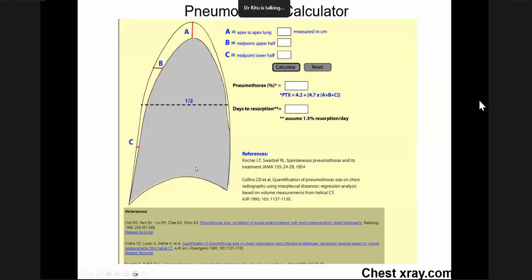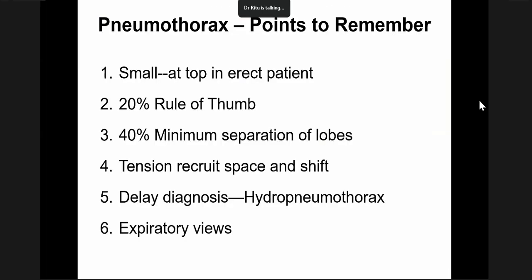Now this holds true for a stable pneumothorax, but does not really work if a pneumothorax is increasing. But this is a very good guide to tell you when to bring the patient back to ensure that the pneumothorax is completely resolved. So now, in terms of pneumothorax points to remember: small if it is at the top in an erect patient.